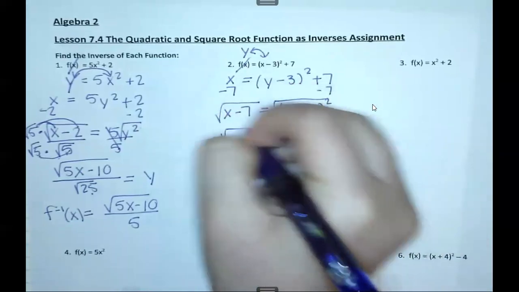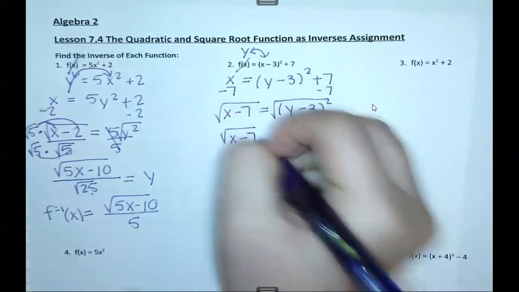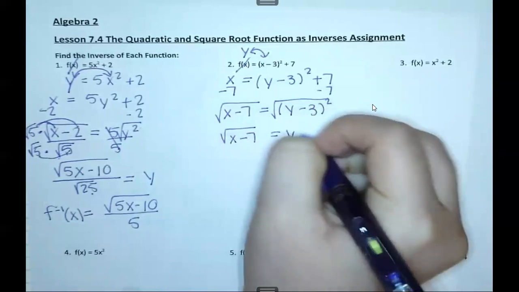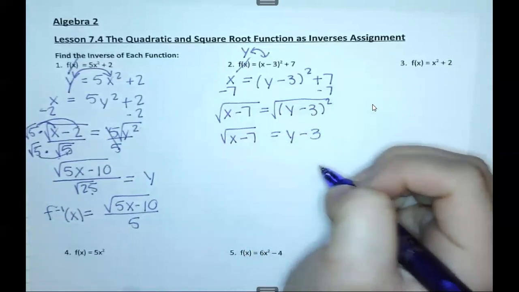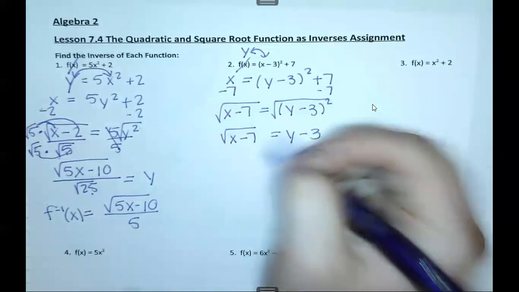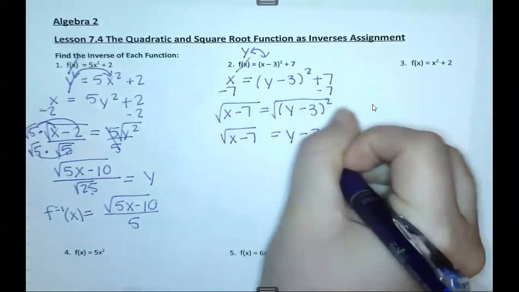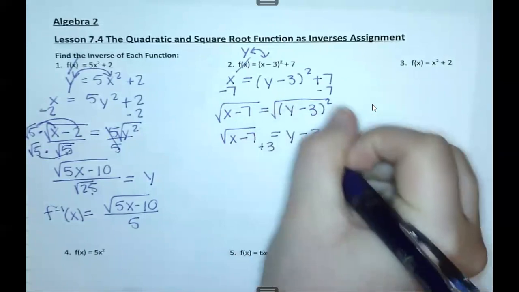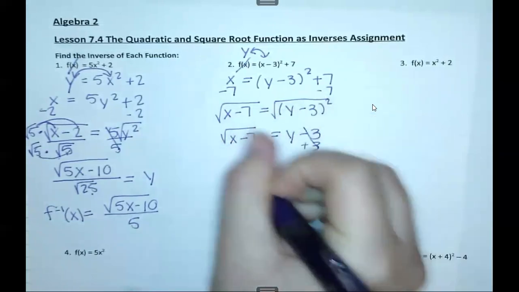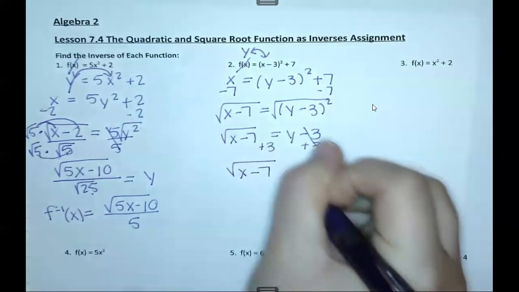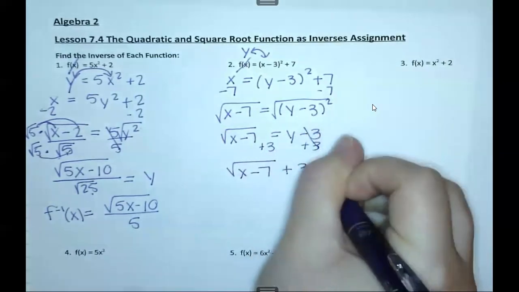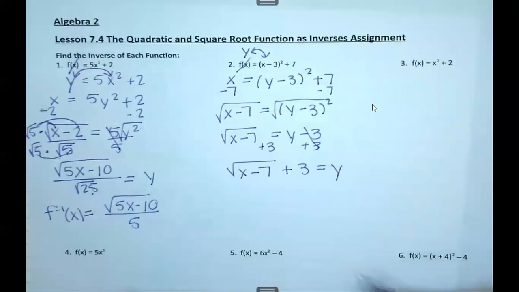So now I have the square root of x minus 7 equals y minus 3. Most of you made it this far. Now I need to move the 3 to the other side. So I'm going to add 3 to both sides. So now I have the square root of x minus 7 plus 3 equals y.